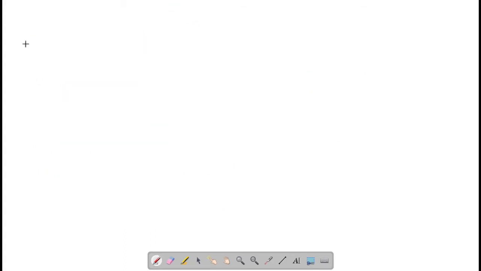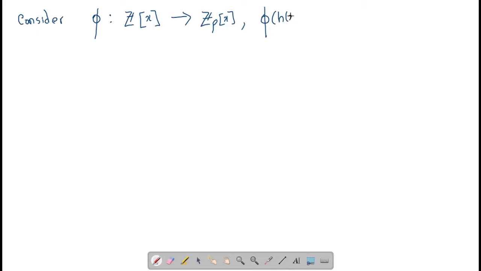Let us consider the homomorphism, as illustrated in the previous example, that is, say phi from Zx to Zpx given by phi of any polynomial h of x equals h bar of x. We have shown in the previous exercise that this is a homomorphism.